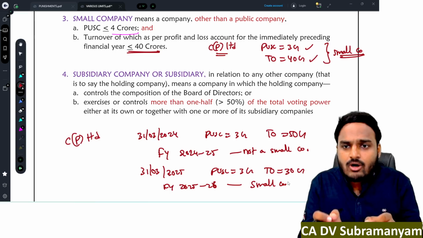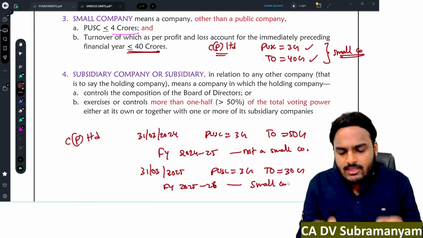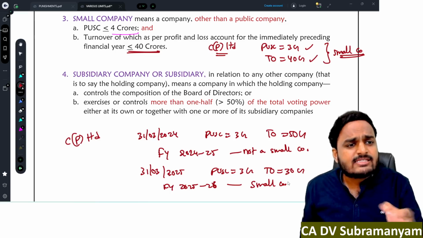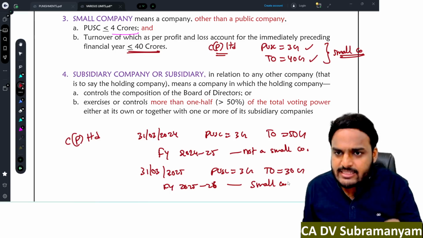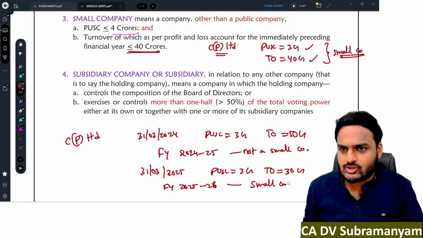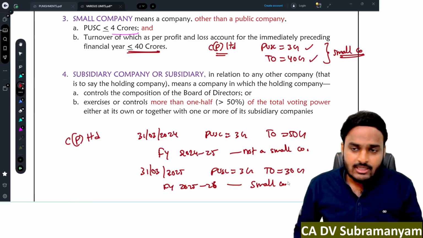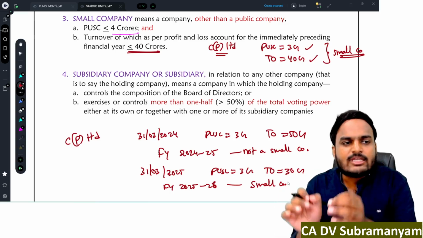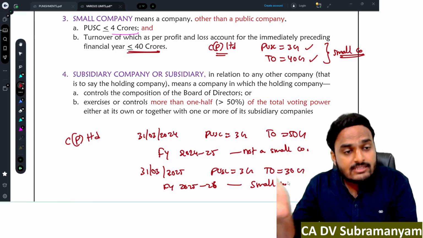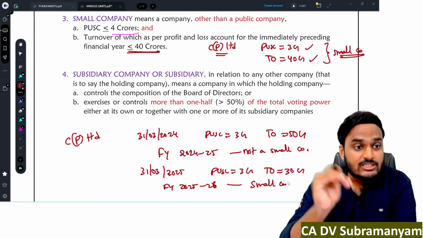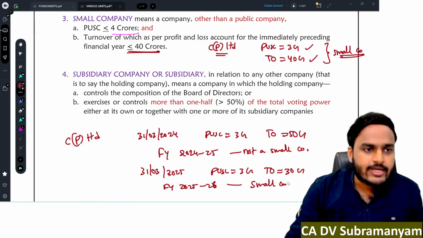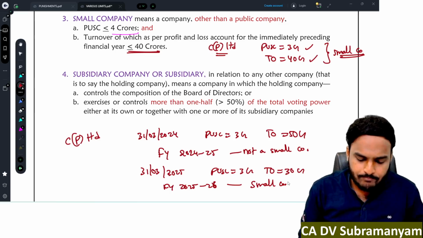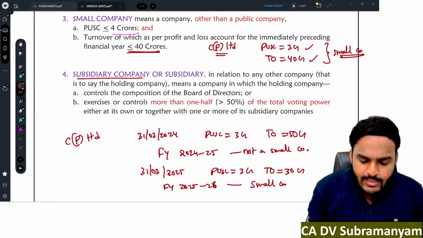If the amounts are within the limits, then for the current financial year, it is a small company. Any limit exceeded, then it is not a small company. Understood? Everyone. So, sir, next year, suppose two amounts, paid up share capital and turnover, are within the limits. In that case, for the next financial year, the company is treated as a small company only. Clear? Okay. Next one, subsidiary company.